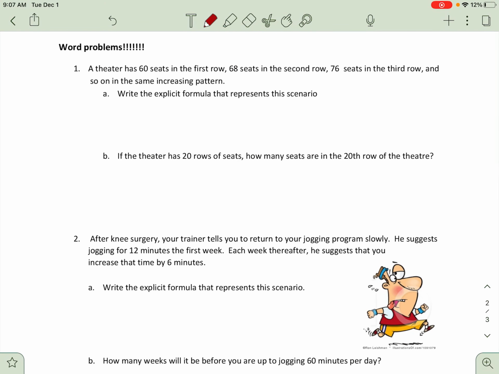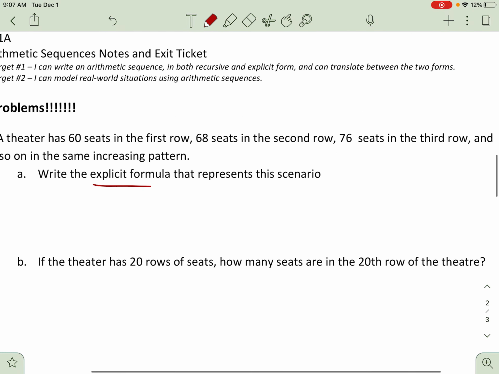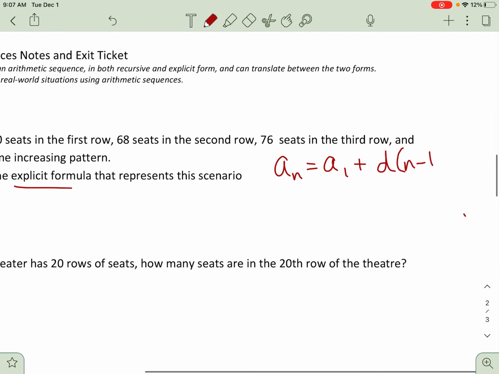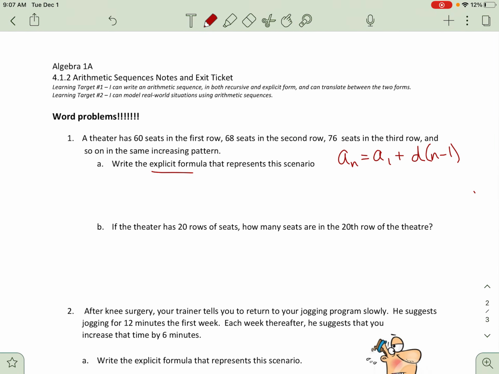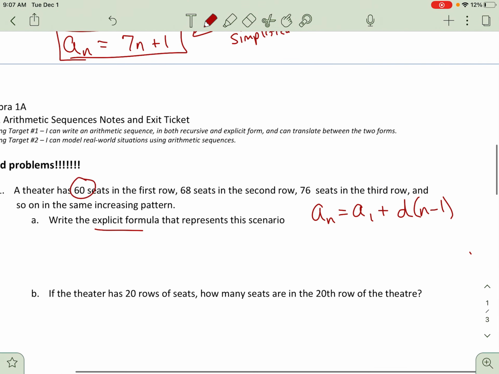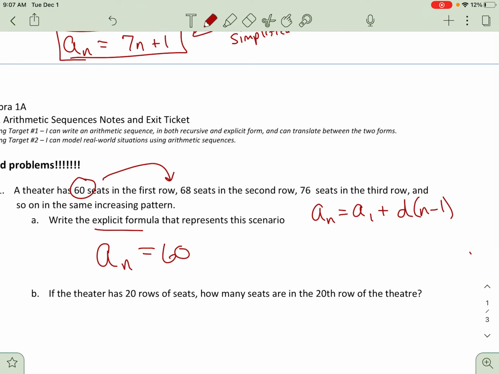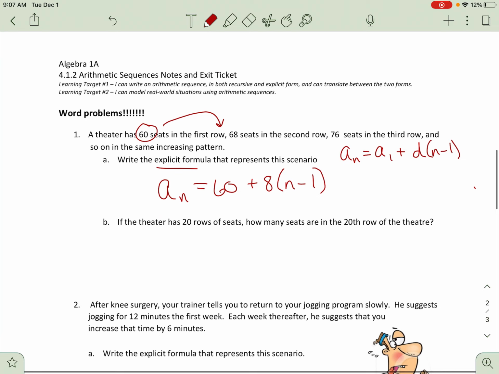All right, word problems. Woo! A theater has 60 seats in the first row, 68 in the second, 76 in the third, and so on in the same increasing pattern. Write the explicit formula. Explicit, remember, is a sub n, a1 plus the common difference times n minus 1, okay? That represents a scenario. So our first term in this case is 60, right? Okay, so a sub n equals 60. It's going up by 8 each time, times n minus 1. Perfect, that's it. That one's done because it just wanted us to write the formula, okay?